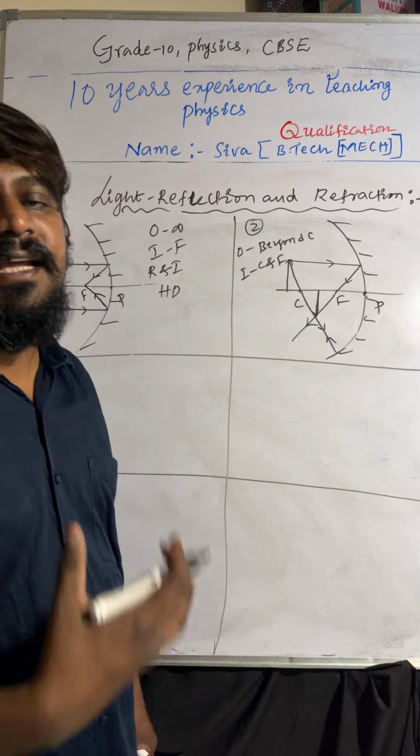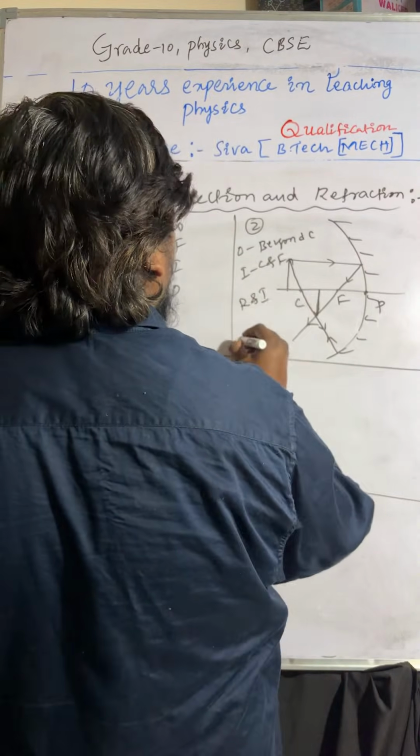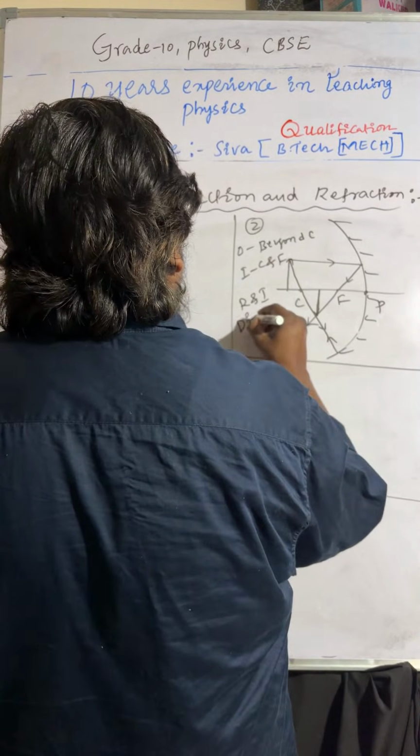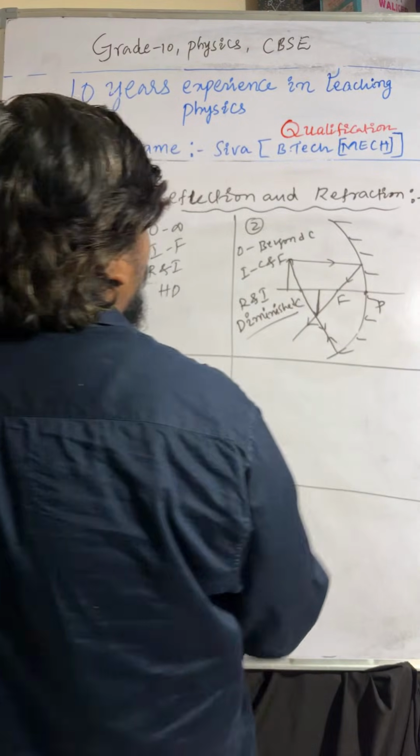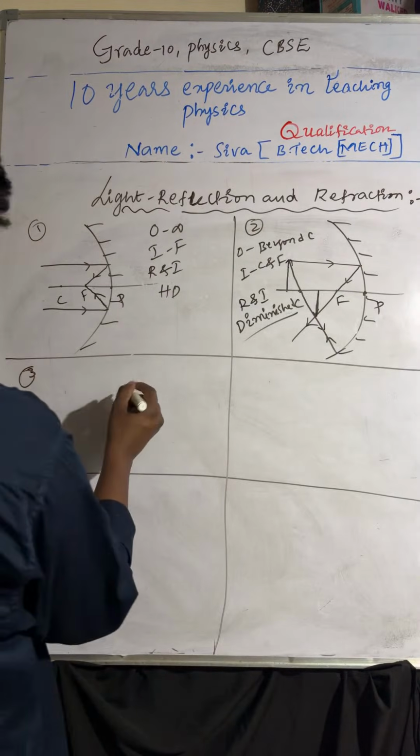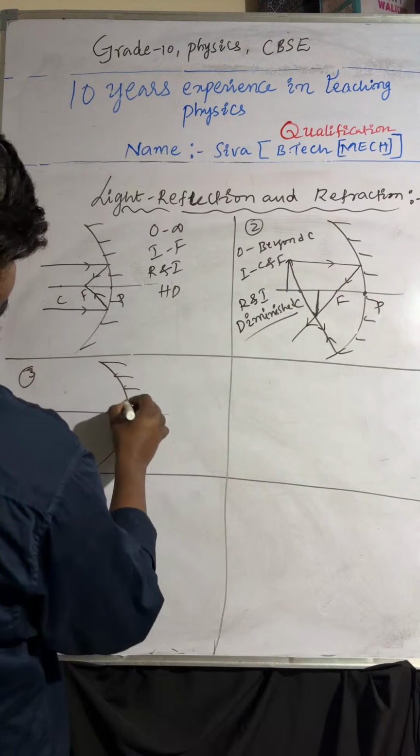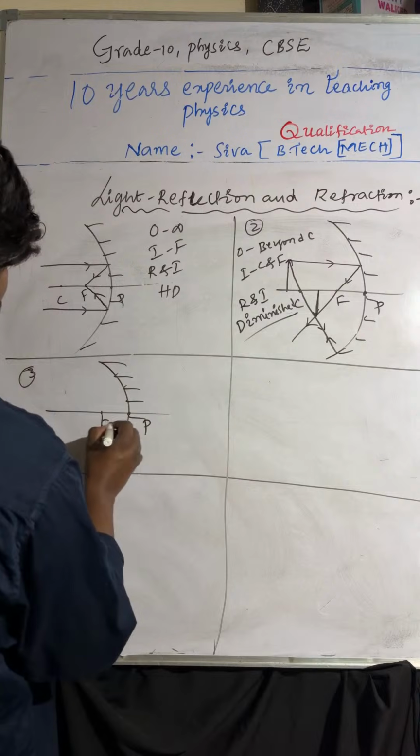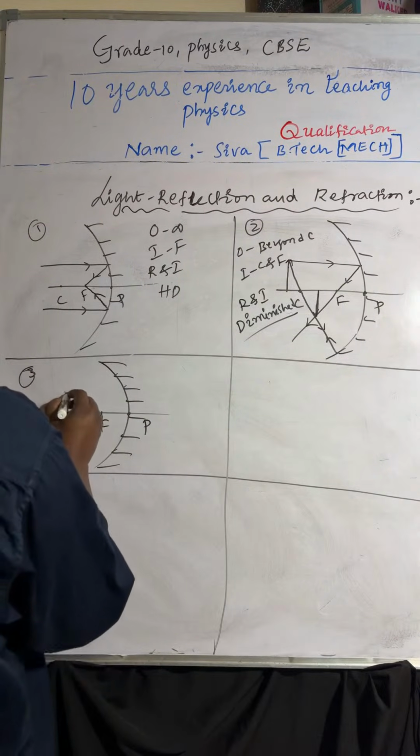Nature of the image is real and inverted. Size of the image is diminished compared to the object. Image size is decreased. Okay, coming to the third one. Let's see here. Pole, focus, center of curvature, object is placed at C.